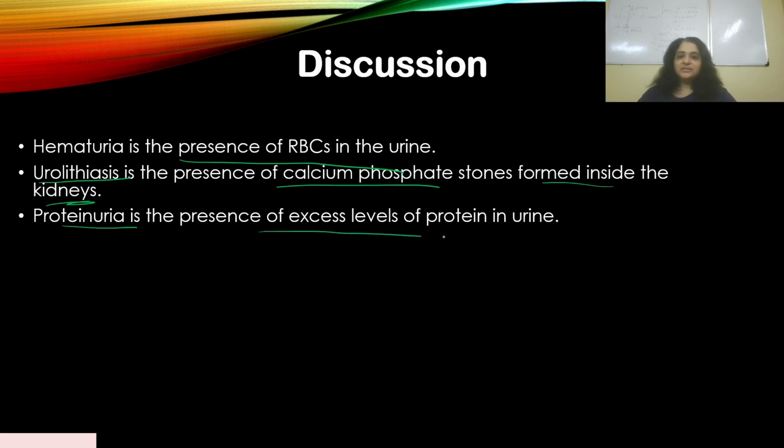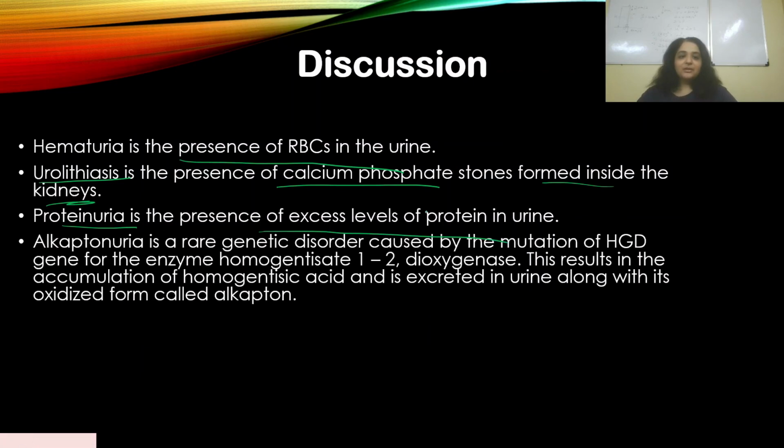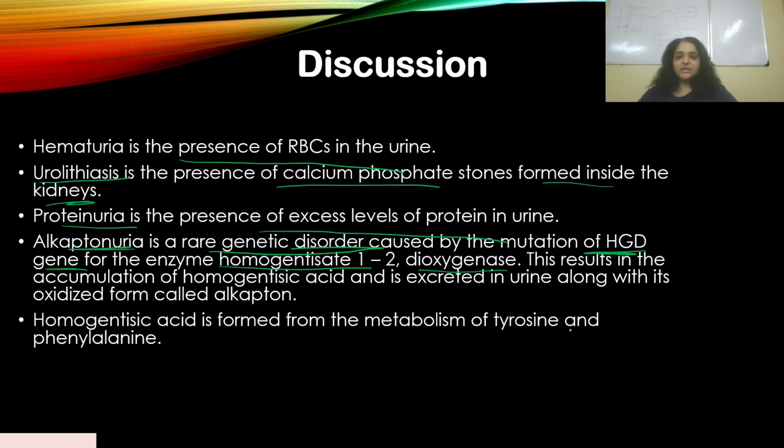Proteinuria is the presence of excess levels of protein in the urine. And alkaptonuria is a rare genetic disorder. It's caused by the mutation of the gene for the enzyme homogentisate 1,2 dioxygenase. So when there is a metabolism of tyrosine and phenylalanine, homogentisic acid is formed.